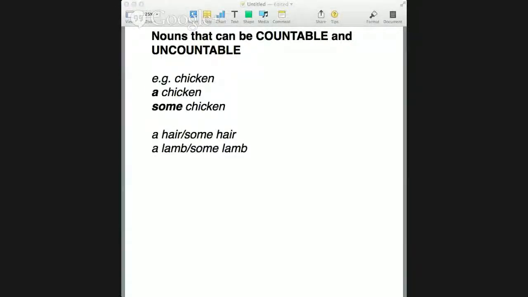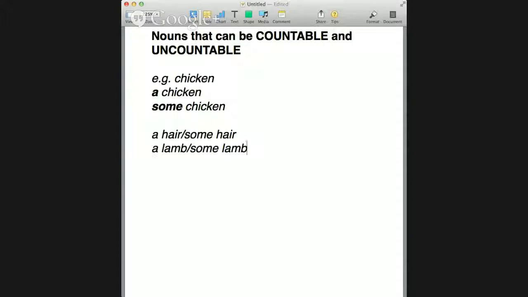Okay. Lamb, meat or... is you in a farm is an animal. Absolutely. A lamb is an animal, some lamb is the meat. Very good, Alberto. Good example.